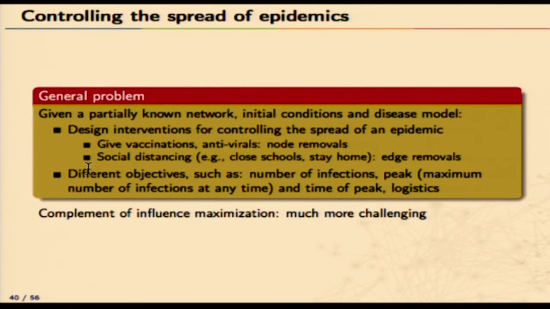So this was my title, controlling epidemic spread. The goal here is, you know something about the network, initial conditions, and the disease models. You want to design interventions for controlling the epidemic. So you want to choose whom to vaccinate and so on, and there are different objectives.